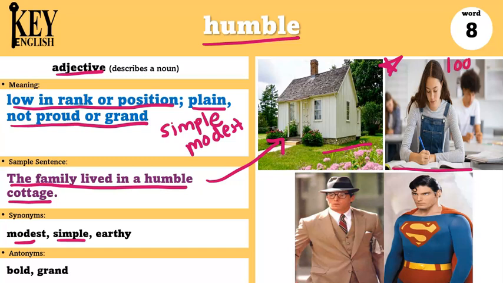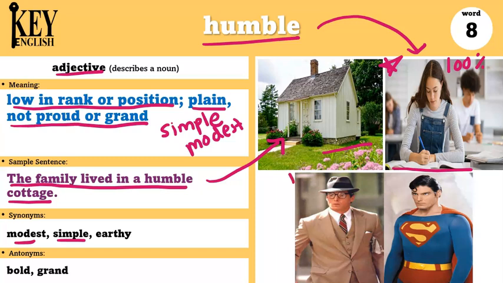Maybe she always gets 100% on all of her tests. But she is humble, so she doesn't brag. So she doesn't say, look, I got 100, or look, I got another perfect score. That would be the opposite of humble.